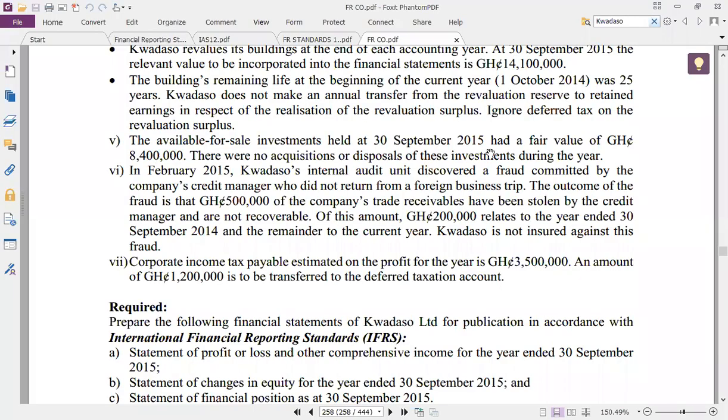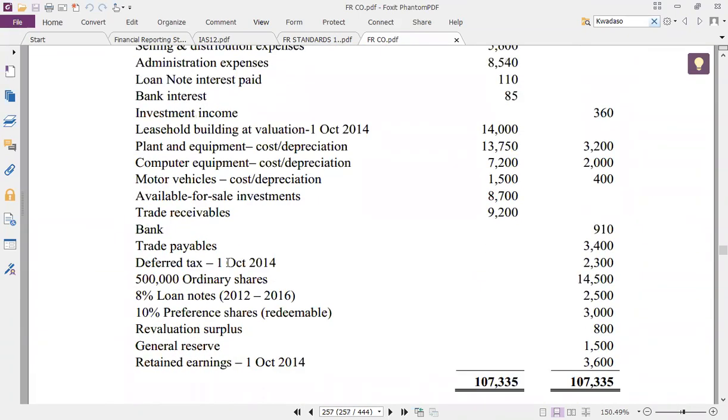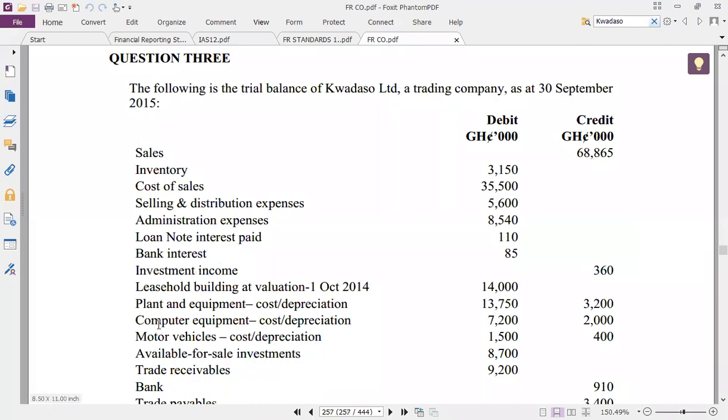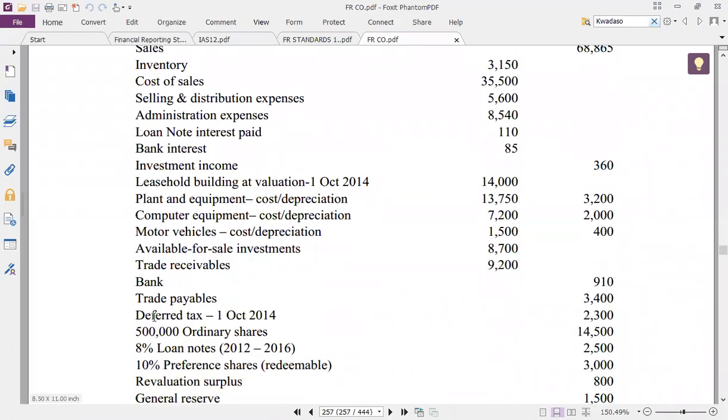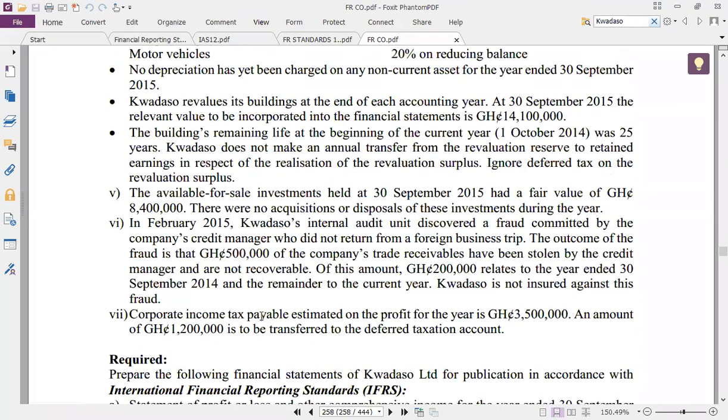Okay, so the first one I'll look out for is Parasol Limited. You can see that you have something like this here. There's a trial balance in it. You have deferred tax here, so that's the opening balance of the deferred tax, 2,300. Then you go to the last footnote. It says that the corporate income tax payable estimated on profit for the year is 3,500. Probably that's the current year tax. And then an amount of 1.2 million is to be transferred to the deferred taxation account.